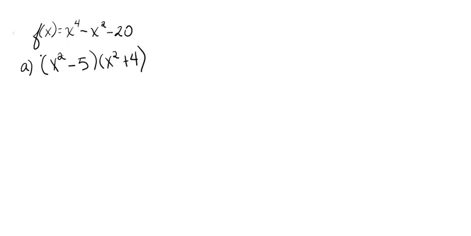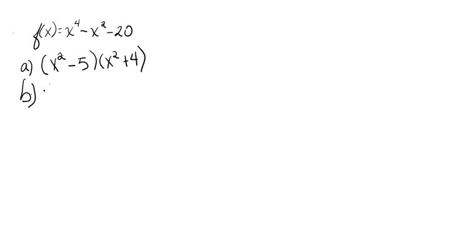I can't factor x squared minus 5 over the rationals, because 5 is not a perfect square. And x squared plus 4 would not give me a real number. So part A is factored into factors that are irreducible over the rationals. Part B asks us to factor it as a product of linear factors and quadratic factors that are irreducible over the reals. So I can take this first one and I can factor it even further.